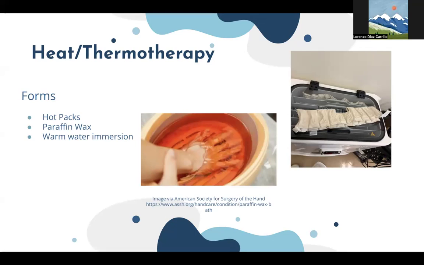But soaking in warm water essentially can help improve the circulation and tissue flexibility, useful for the wrist, the hand, the fingers, and it's something, again, that they can do at home, and it's very inexpensive.